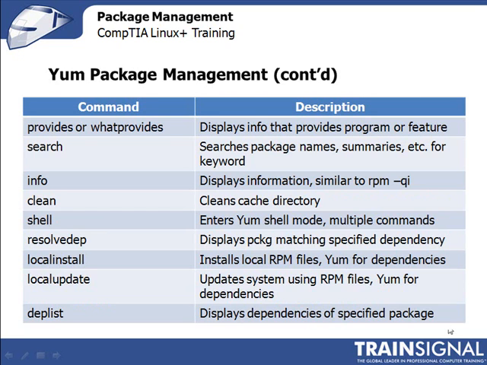Provides, or whatprovides, displays information about packages that provide a specified program or feature. For example, if you type in yum provides ssh, that will list all the SSH related packages, including all the updates. Search will search package names, summaries, packagers, and descriptions for a specified keyword. Info displays info very similar to what you would get with rpm -qi.